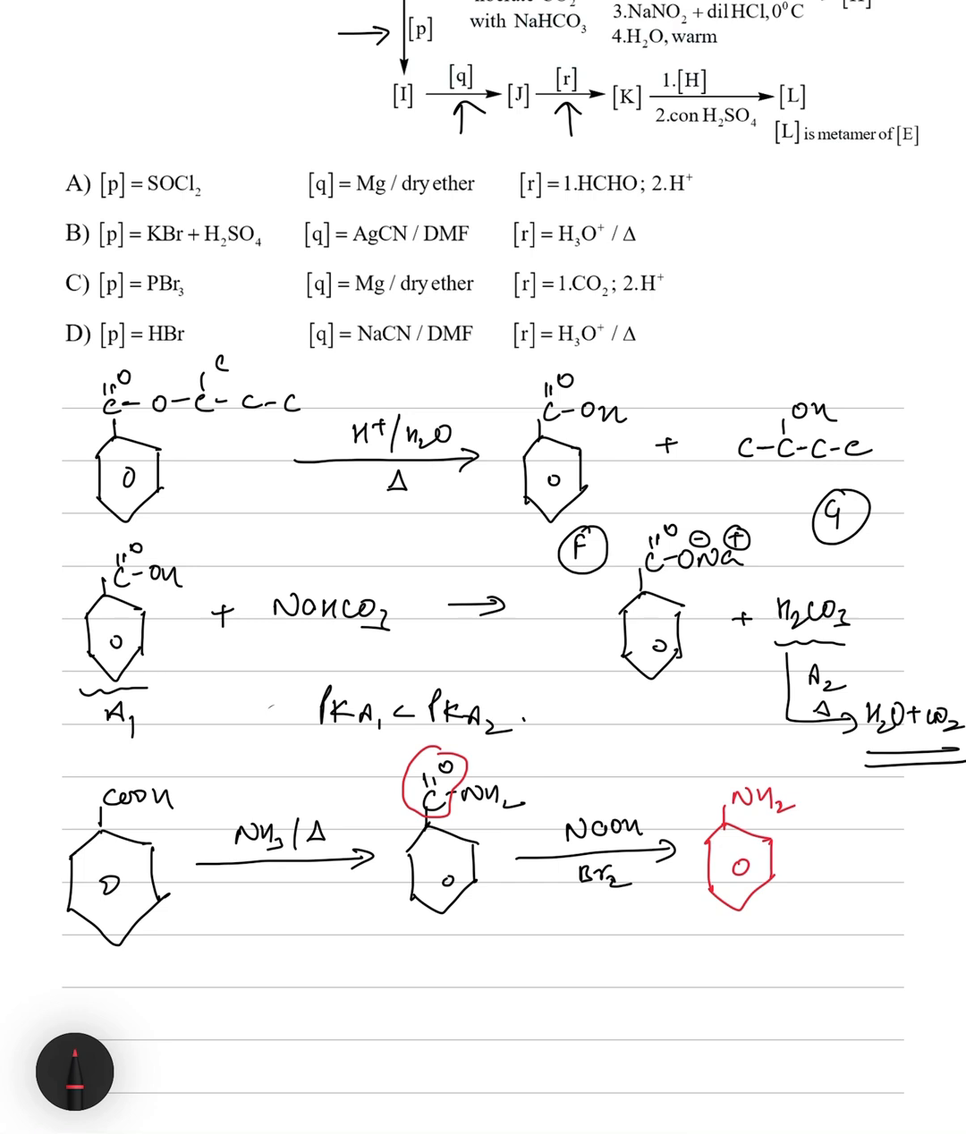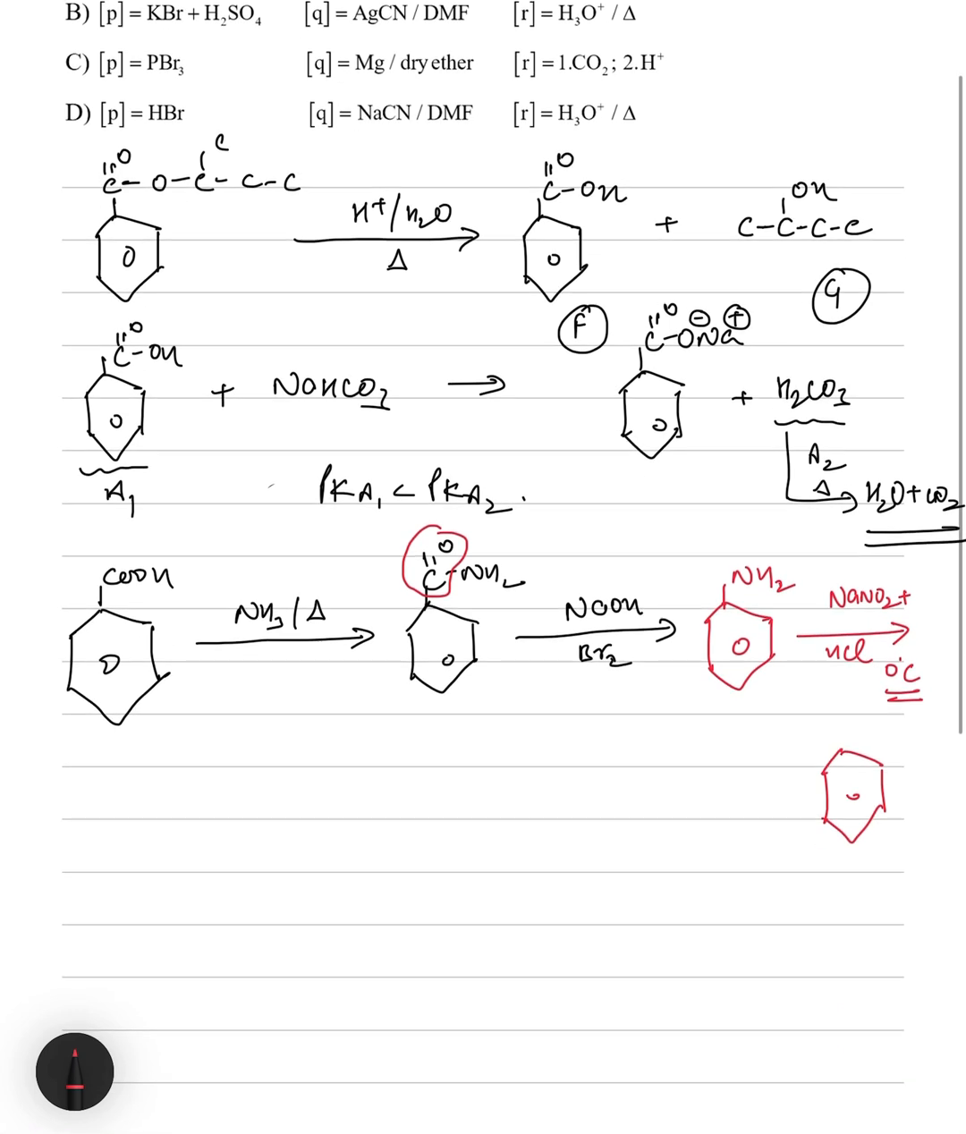The next step is the reaction of aniline with NaNO2 plus HCl. So basically this is the diazotization reaction at 0 degrees Celsius, right? So here what do we get? We get diazonium chloride salt.